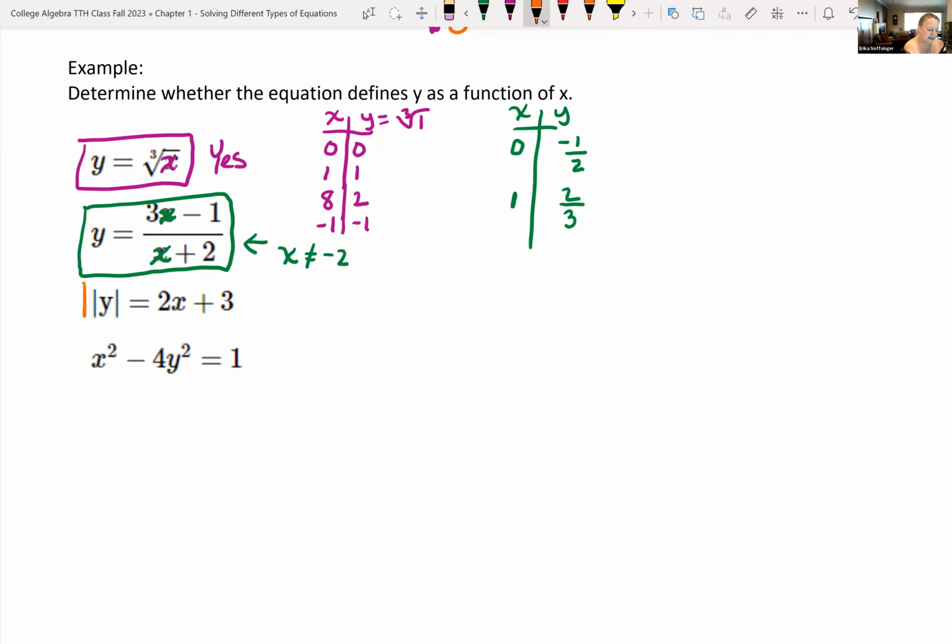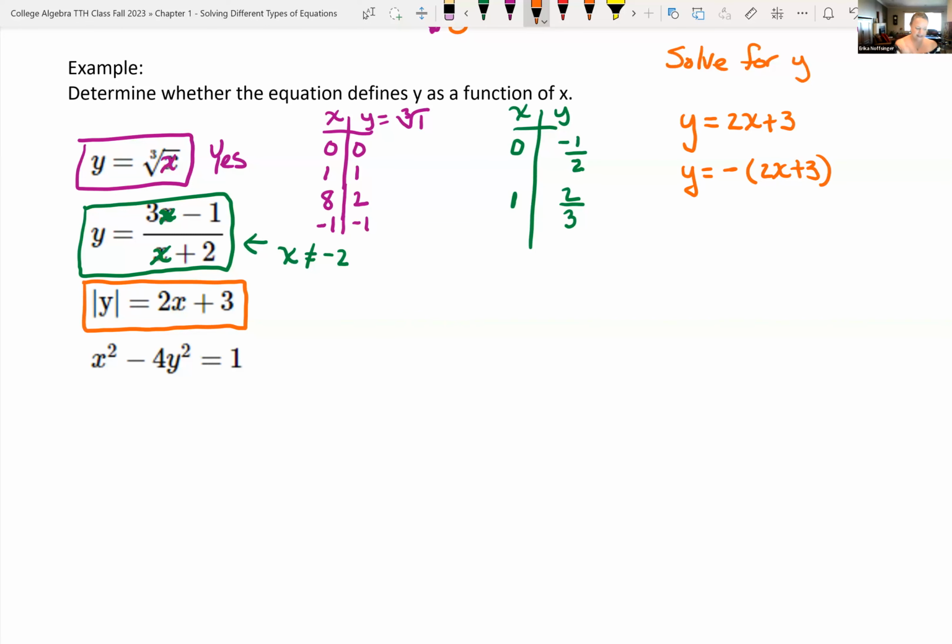Looking at the absolute value of y is equal to 2x plus 3. Would that be a function or not? So if your equation is not solved for y, y is not by itself, then you're going to want to solve for y. So we need to think about how would we get rid of those absolute values? Well, there's two separate equations that we could get. We could get y equal to what's inside the absolute value, 2x plus 3. And y could also equal the negative of what's inside the absolute value, because if I took the negative of what's inside the absolute value, that would become positive. So y could also equal negative (2x plus 3).